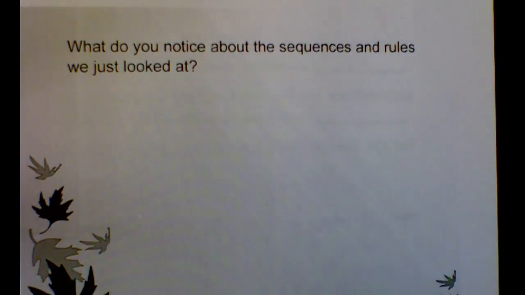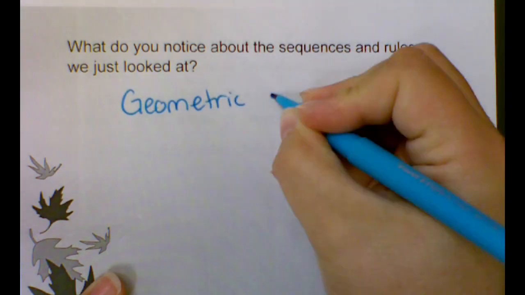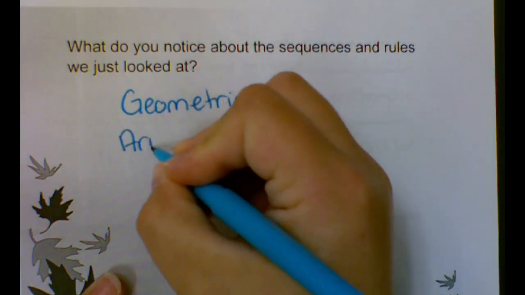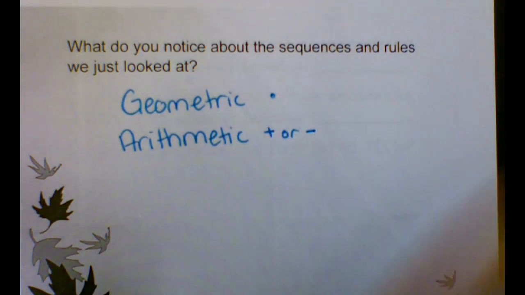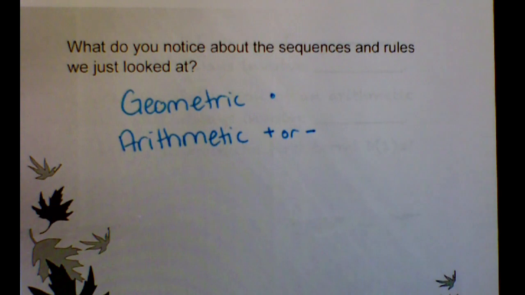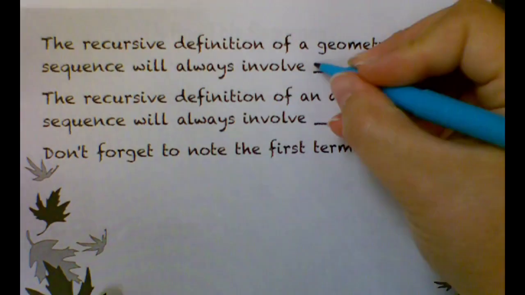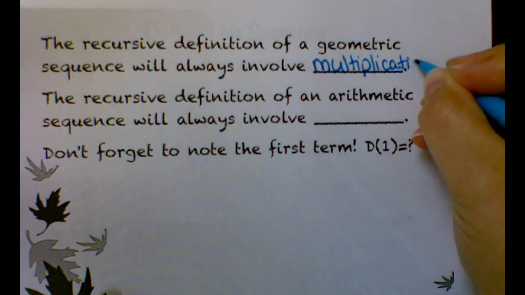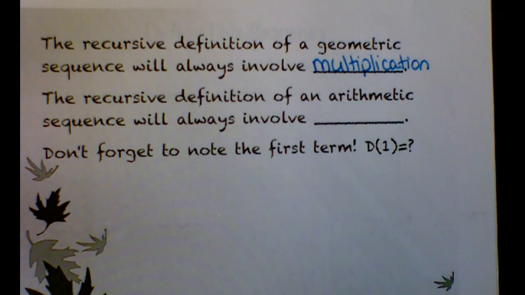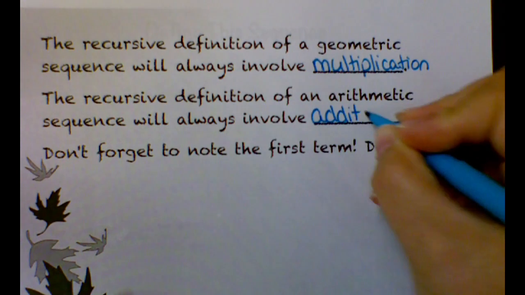What did you notice about the sequences and rules we just looked at? Hopefully you noticed that geometric uses multiplication, and arithmetic uses addition or subtraction. This gives us a very good rule. The recursive definition of a geometric sequence will always involve multiplication. The recursive definition of an arithmetic sequence will always involve addition or subtraction.